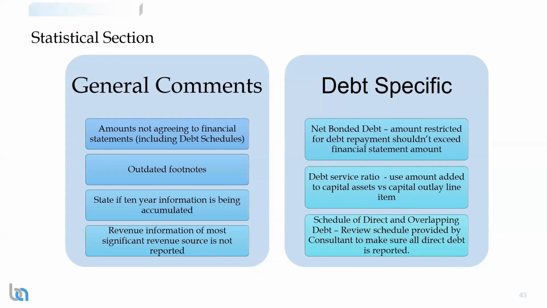Schedule of direct and overlapping debt. Sometimes the schedule is prepared by a consultant, and this is what you use to complete your statistical section. However, the consultant may not be aware of every single debt that you have. They would maybe just look at what's publicly available. They wouldn't adjust the debt balance for any unamortized premium or discounts. So these debt amounts don't agree back to your financial statement disclosures. You may want to review that to make sure those debt totals that relate to your government are actually correct, and if needed, ask them to revise their schedule to include those updated amounts.